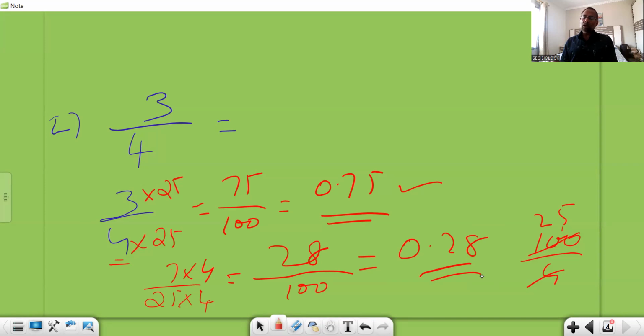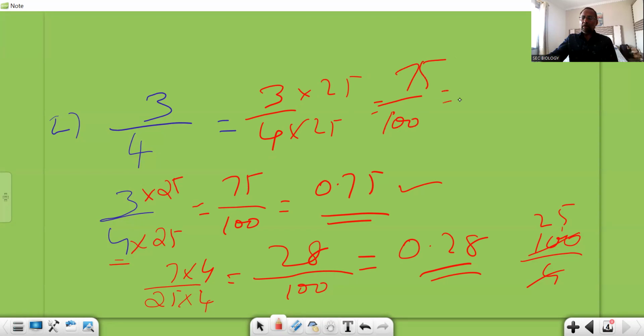A decimal is a fraction whose denominator is 10, 100, 1000. I think it is clear. Fraction to decimal, decimal to fraction, there is an easy method for that. Look here, 3 by 4. You want to make this into a decimal? Yes, you can divide. We studied 4 into 25 is 100, so 75 by 100. 0.75. This is the decimal. We did this one.